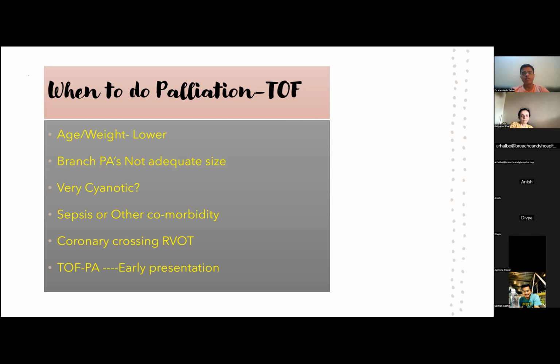When should we palliate this kind of tetralogy, or what are the indications to do a palliative surgery rather than going for a total correction? If age or weight is low, one should go for a palliative procedure. If branch PAs are not adequate, just do a BT shunt or central shunt. Let the branch PAs grow adequately and then perform the total correction. If a child is very cyanotic, one should go for palliative surgery.